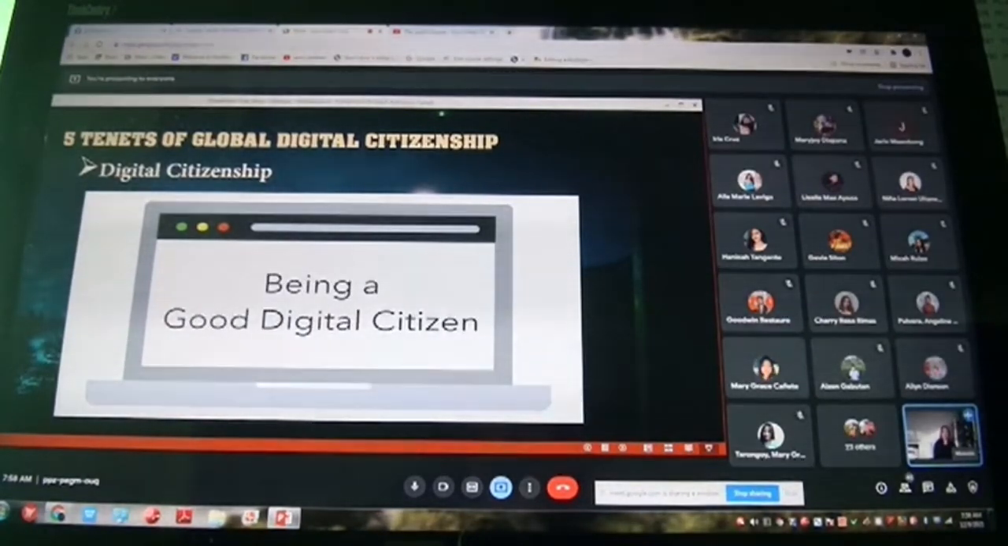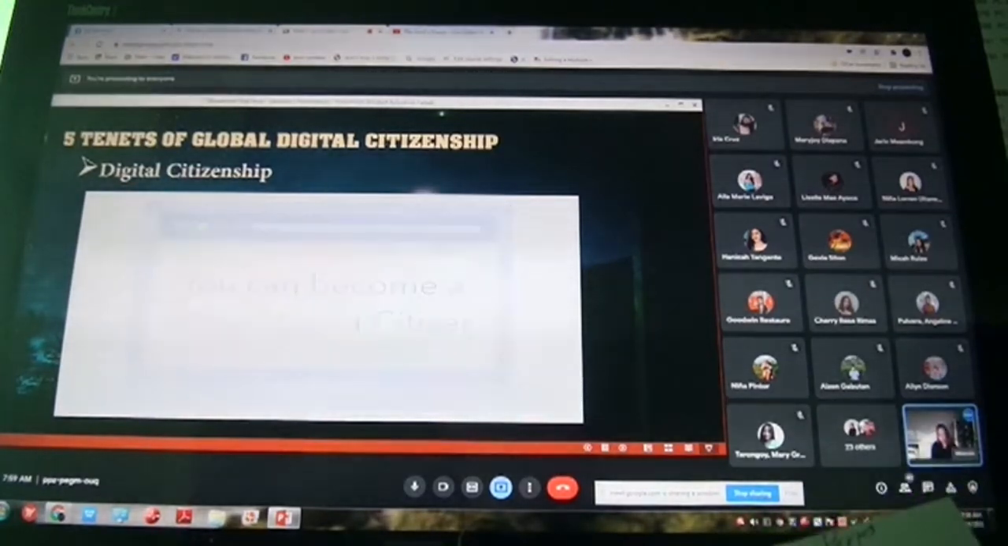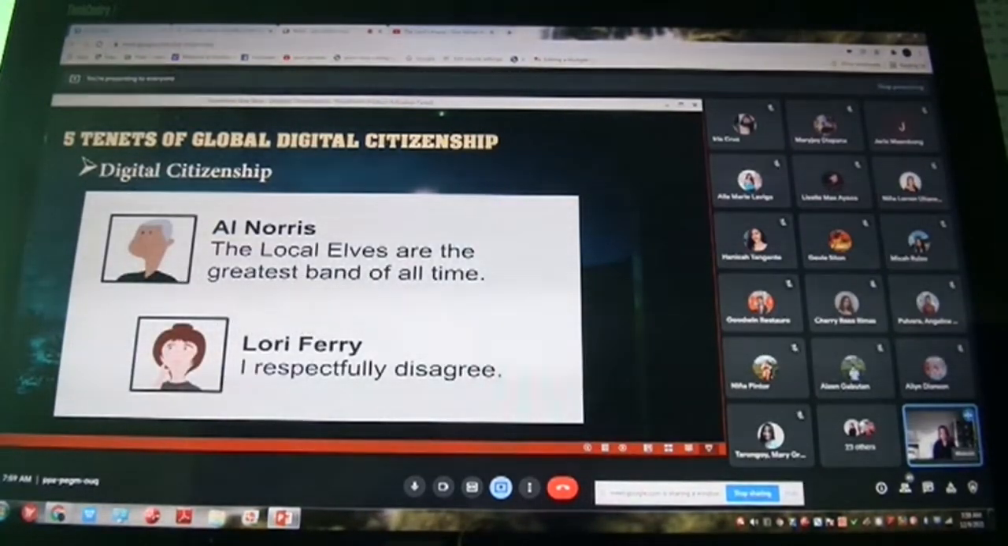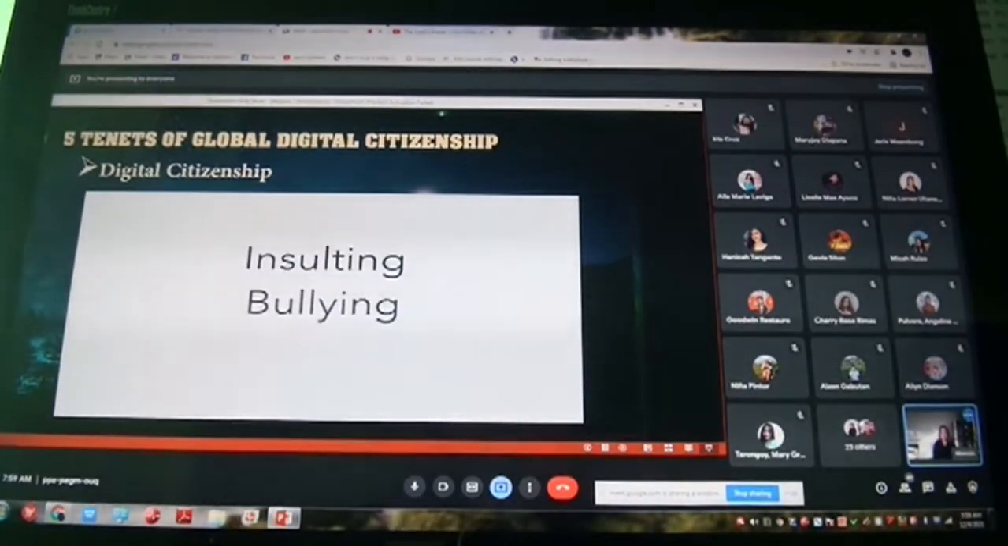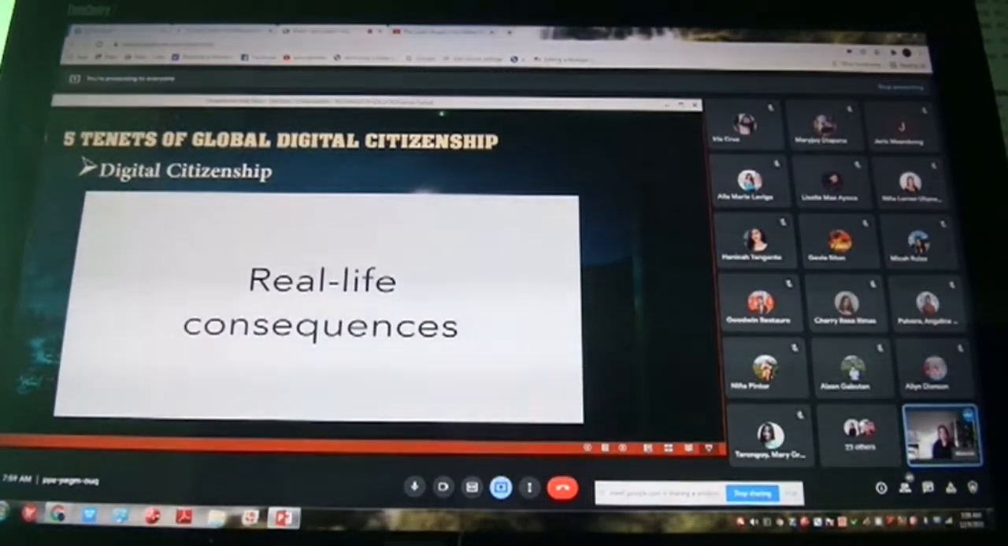No matter where you go online, being a good digital citizen can make your online experience much smoother and safer. Thankfully, you can become a better digital citizen in just a few steps. First, always treat others as you'd like to be treated. As you go through forums, comment sections, and social media, remember you're interacting with real people, so be respectful and speak as you would if you were face-to-face. Insulting, bullying, or arguing with people only makes things worse, and that sort of negativity can have real-life consequences.